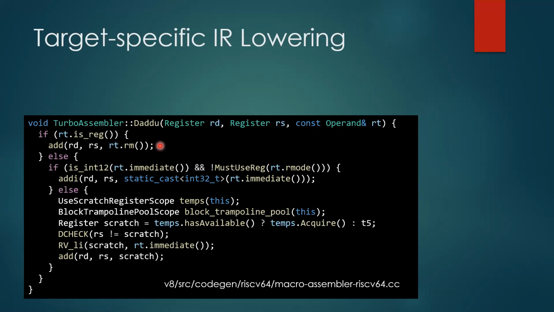So as you can see, it can map to a single add instruction, or it can map to an addi instruction if the immediate field fits into what the instruction supports. Otherwise, you load this immediate value to a scratch register and then add them together.